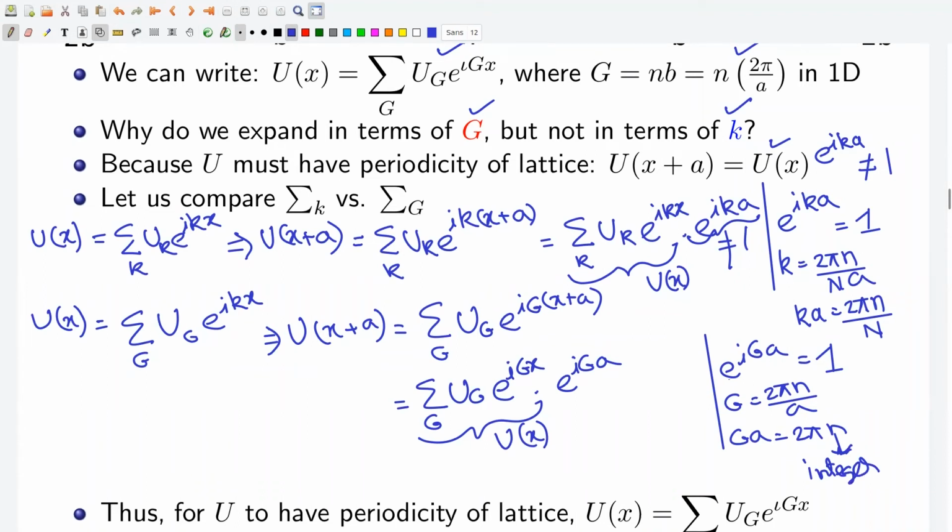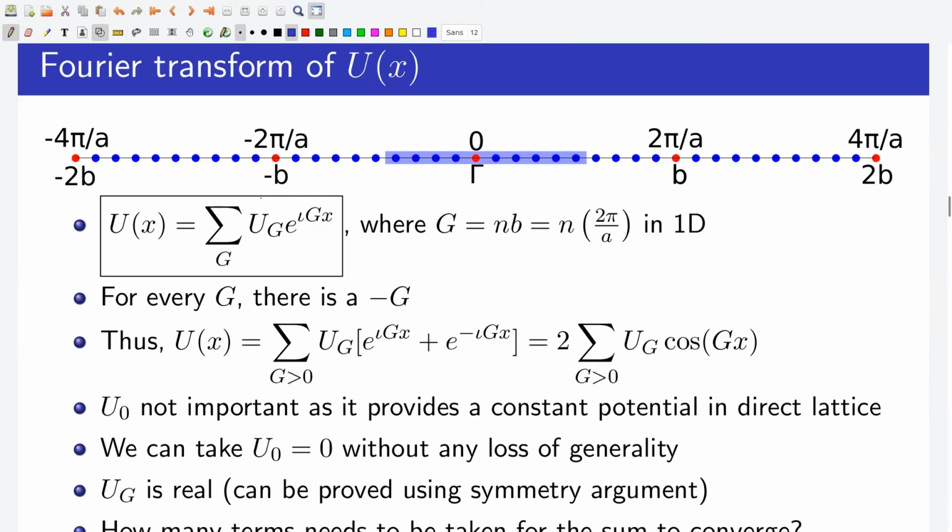Thus, we see that e power iGa is indeed equal to 1. And in that case, we know that u of x plus a is equal to u of x. Thus, for u to have the periodicity of the direct lattice, we must expand it in terms of G, not in terms of k.